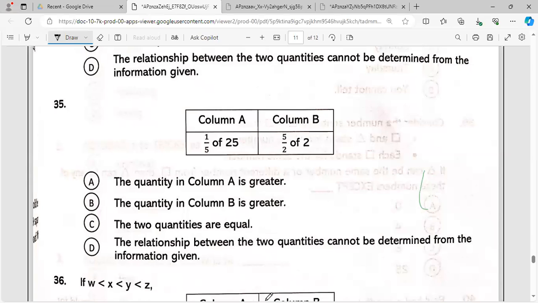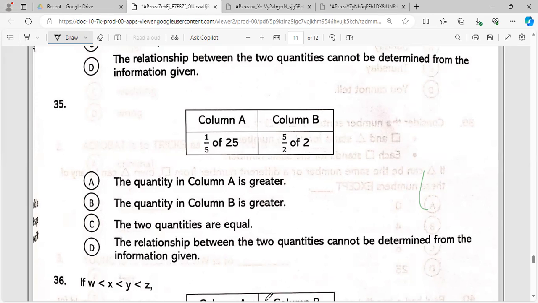Sir, are you both sure? Both of them are equal to 5. Do we agree, guys? She said 1/5 of 25 is 5, and 5/2 of 2 is 5, right? I agree, sir, because for column A, 1/5 of 25 gives you a total of 5, and 5/2 of 2 is equal to 5. So that means the quantities are equal.